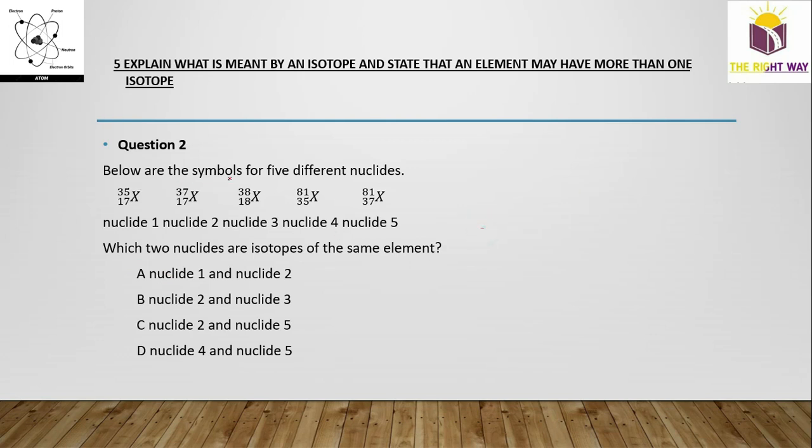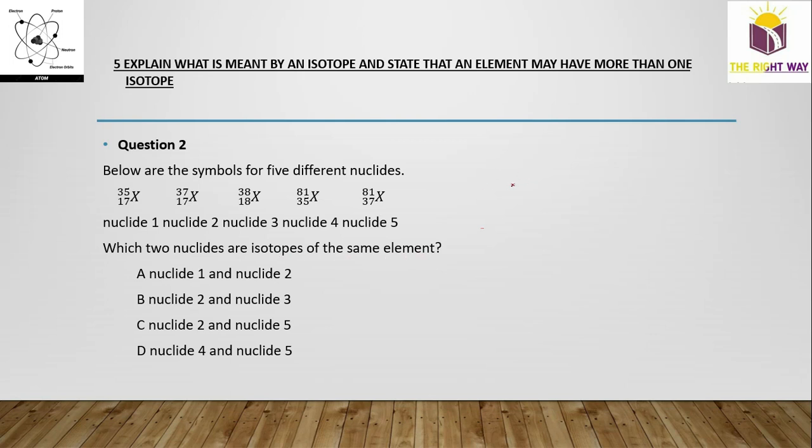Below are the symbols for five different nuclides. Nuclide 1, 35 17. Nuclide 2, 37 17. 38 18, 81 35 and 81 37. Which two nuclides are isotopes of the same element?